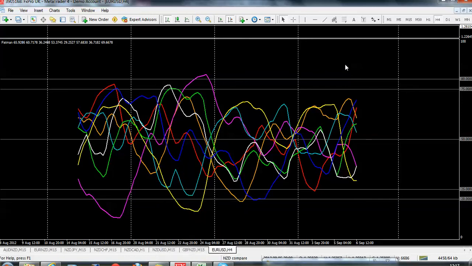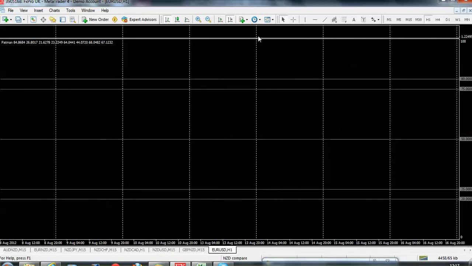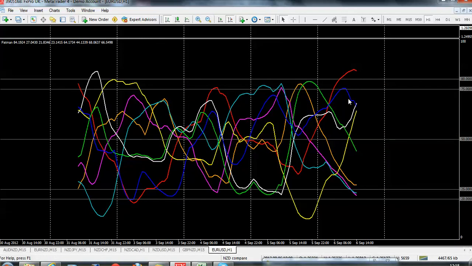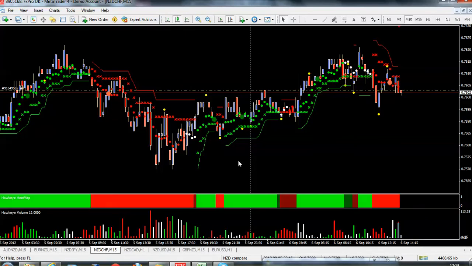And if we look at the 1 hour chart there, what you can see here is the dark blue line coming off the ceiling and coming down, and this is the Swiss franc coming up. So we've got a Kiwi Swiss franc short there right now. Let's see how that's doing on the 15. Can you see here, just entered in the last 10 or 15 minutes.